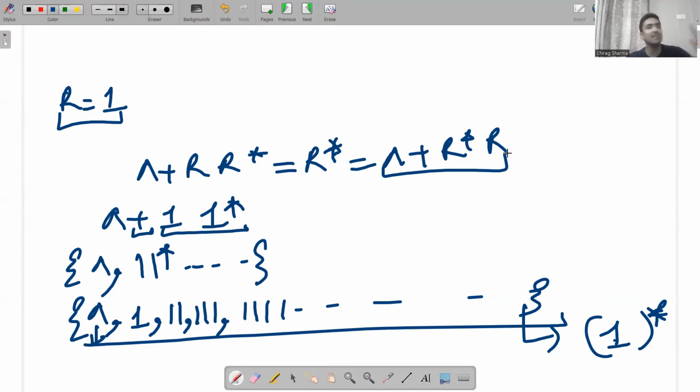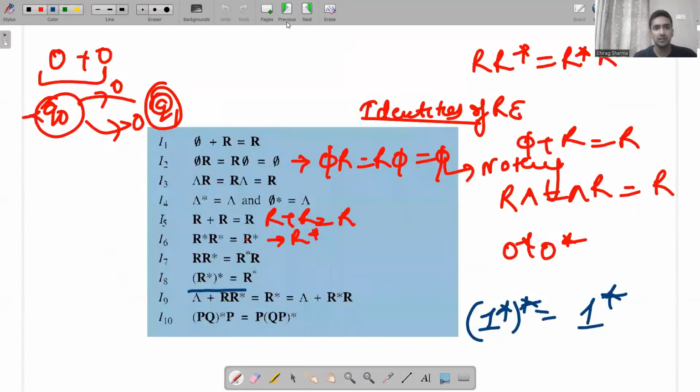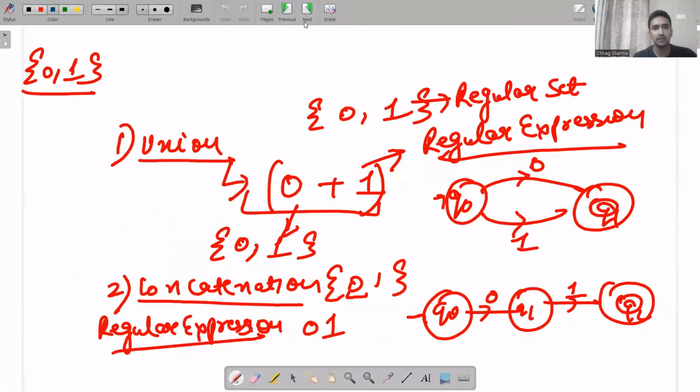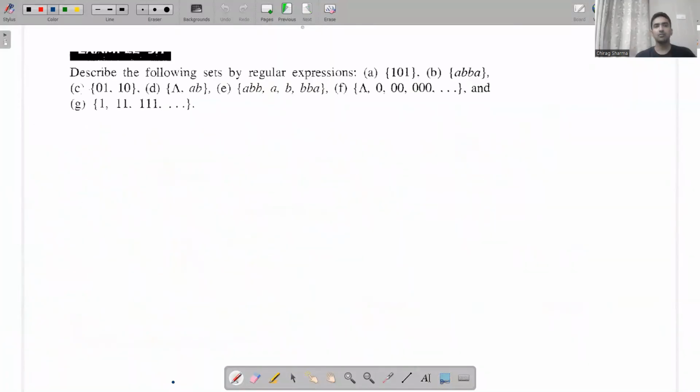If I'm talking about 1 star, it means null is also accepted. So I'll take some various questions, the kinds of questions that we can do, so that you can practice accordingly. There are certain kinds of regular sets. They describe the following sets by regular expression. There is one question which is given as 101, and it is a regular set. Basically they have given us regular sets, and we want to find out regular expressions.